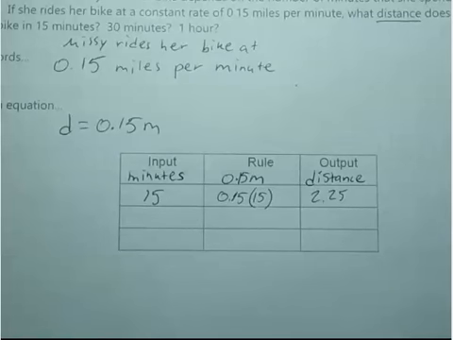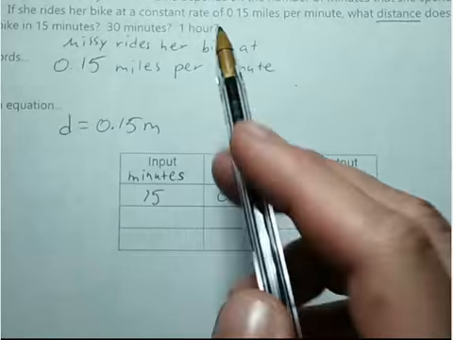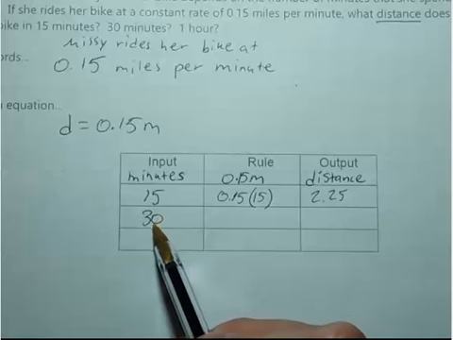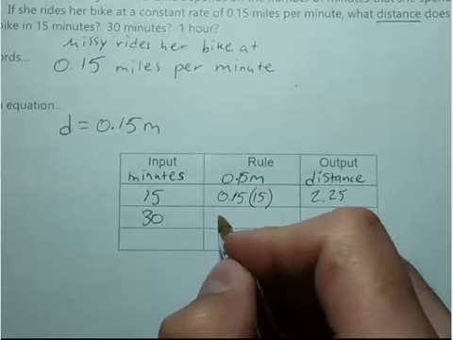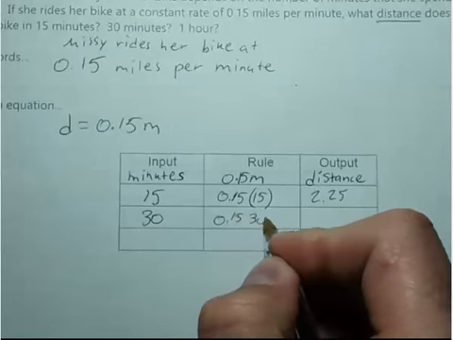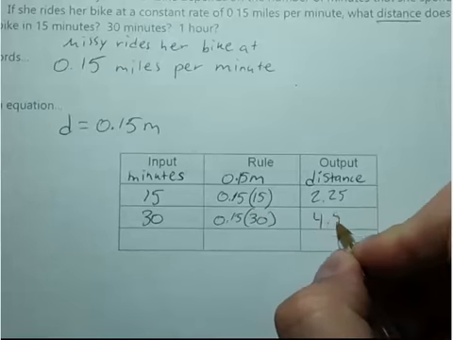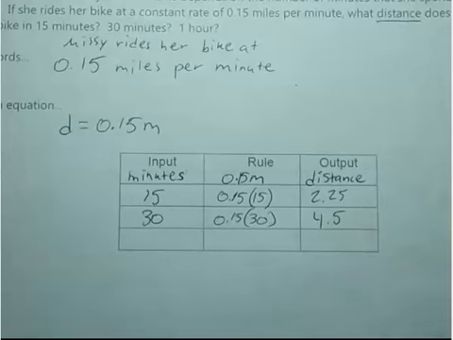The second one, we're looking for 30 minutes. So we're going to input 30 into our rule. 0.15 times 30 is going to be 4.5.